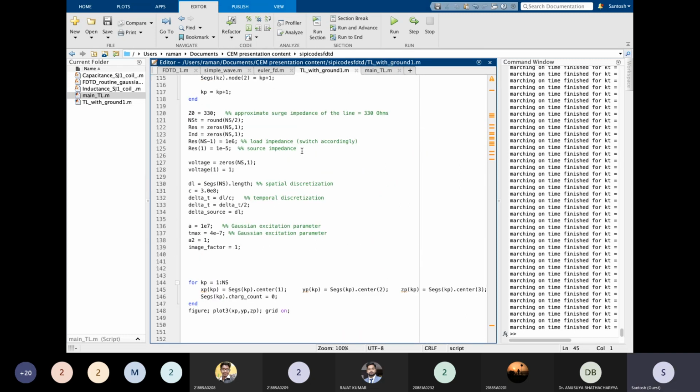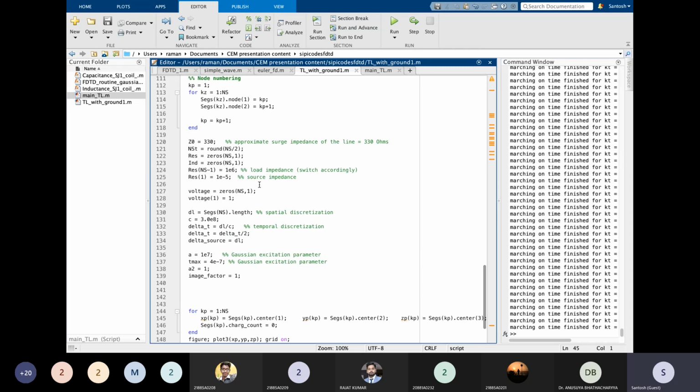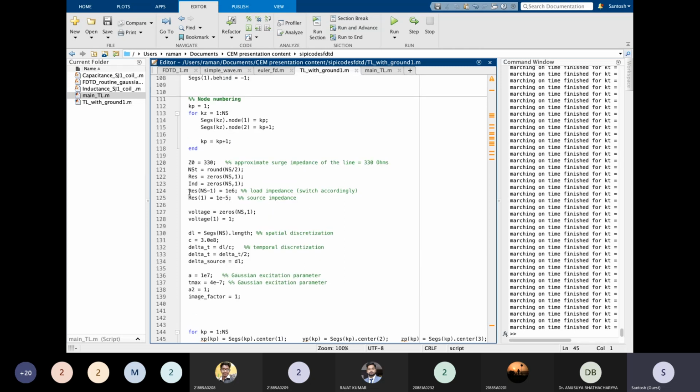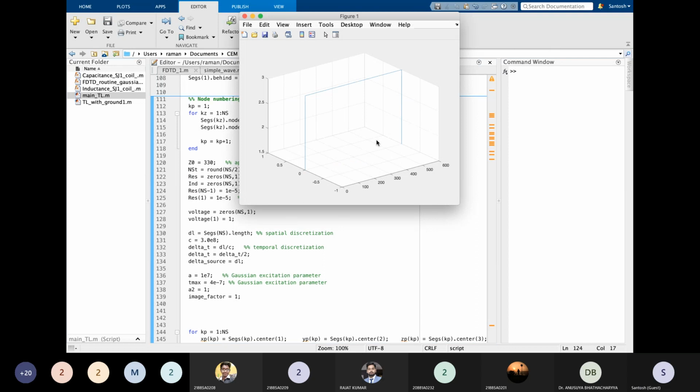That is the condition that I have added here: the resistance at ns minus 1, the load side, is very high, 1 mega ohm, and the source impedance is very low, right? Let's say I make it the reverse: at the load side I make a very small impedance, 1e minus 5. In such a case you will see that the current at the load will double instead of reversing.